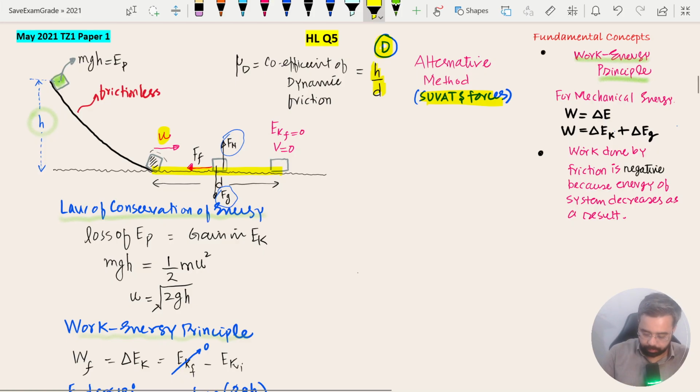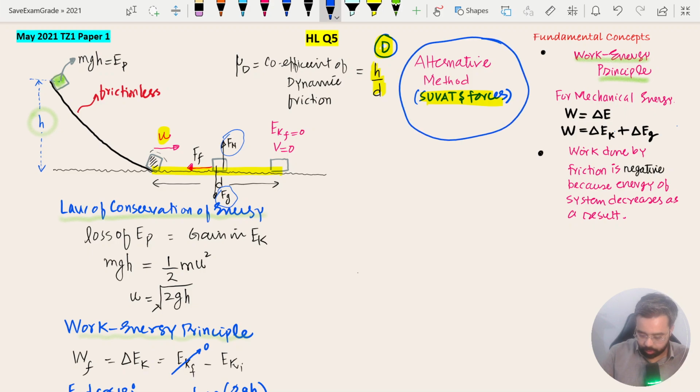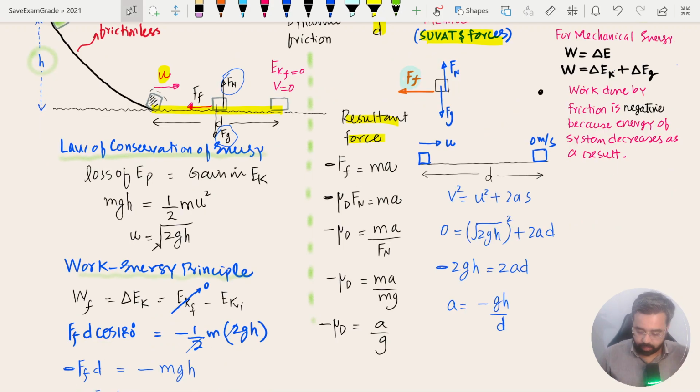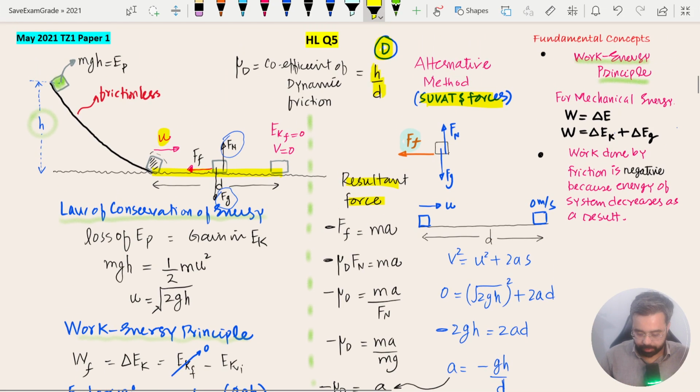Okay, before you go, just quickly see this method. Pause the video and see this method. As you see, first of all, this is a free body diagram in which the frictional force is the resultant force, and we got this mu d equation, and then we applied the third equation of motion for this path, from where we have got the deceleration. Now you will put it here, and then you will get the same result. So the same answer, option D. Whatever method seems comfortable to you, you can adopt that. Option is D.